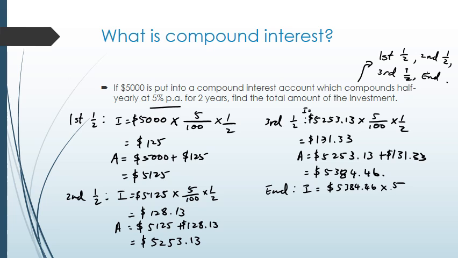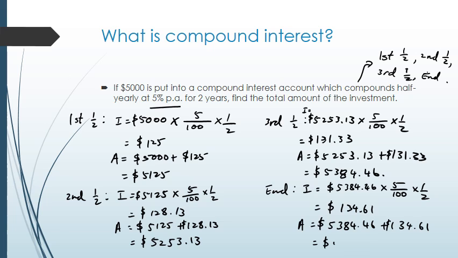Then at the end of the 2 years, the interest that we will get will be 5384.46, 5% per annum, half a year. That gives us 134.61, and the total amount we get will be 5384.46, adding on the $134.61 that we got, and gives us 5519.07.